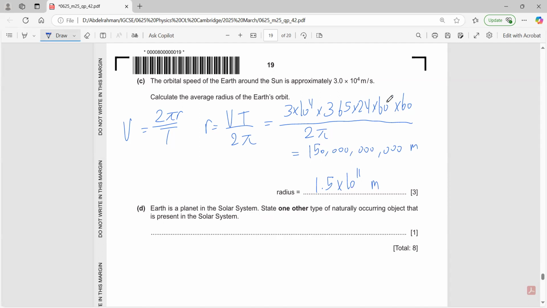Earth is a planet in the solar system. State one other type of naturally occurring object that is present in the solar system. You can say, for example, asteroids. You can say comets. You have several types of things that are orbiting the sun in our solar system.